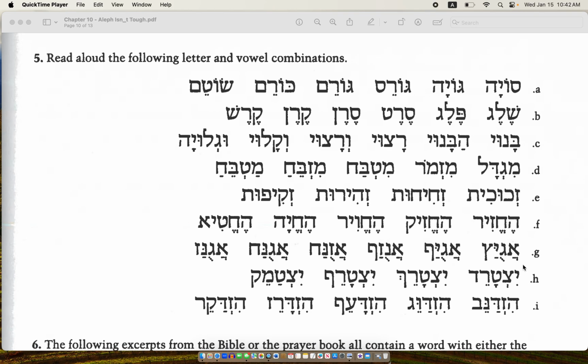Line G. Aguyats, aguyaf, anuzaf, azunach, agunach, agunaz. Like I said last night, it's harder when they're not actually words.